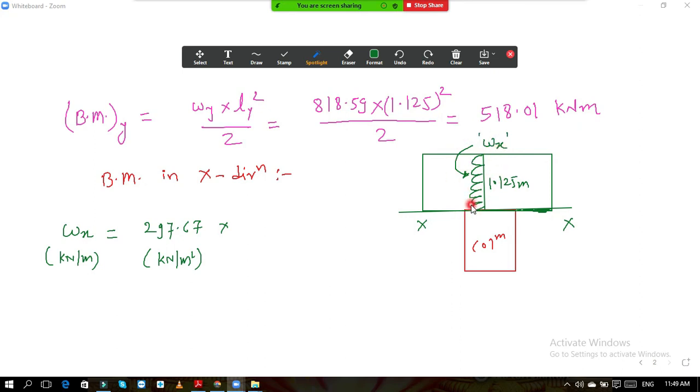Okay, use the right hand thumb rule for the direction of the moment. So now here UDL is there, so it will produce the moment along this direction.